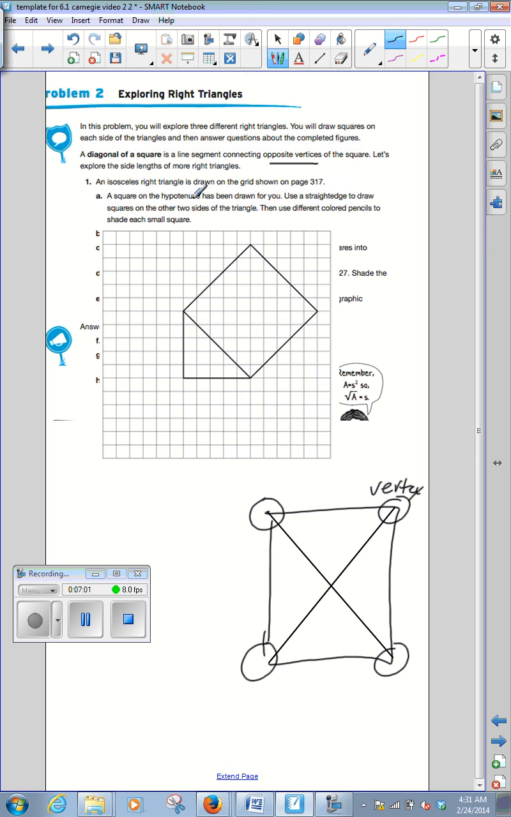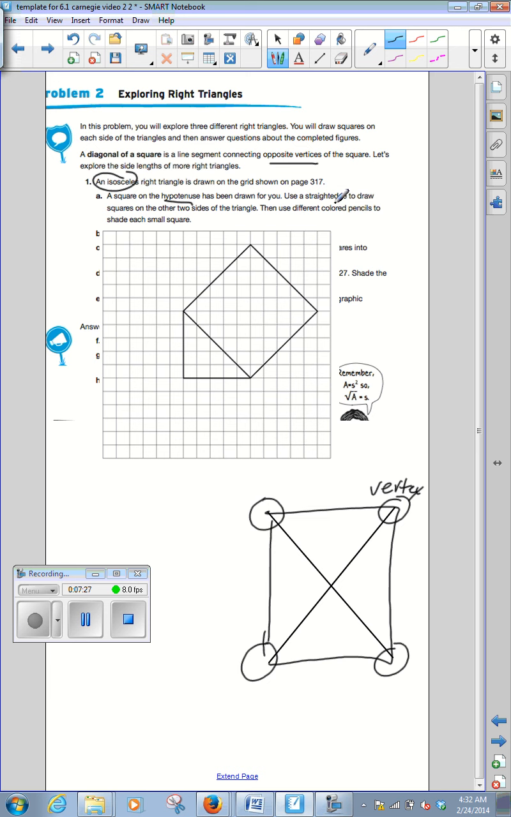So it says isosceles right triangle. Remember, isosceles means that 2 sides are the same length, just like the ones we have here, drawn on a grid shown on page 317. So you should flip to page 317 of your packet. The square on the hypotenuse has been drawn for you. You notice that they drew a square right here along the hypotenuse. Remember, the hypotenuse is the longest side.